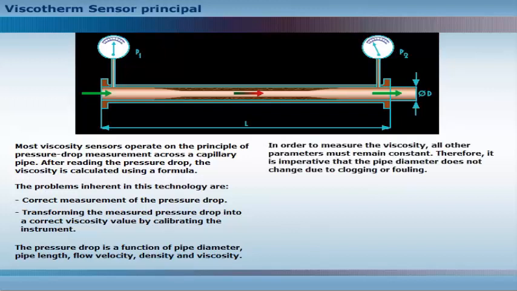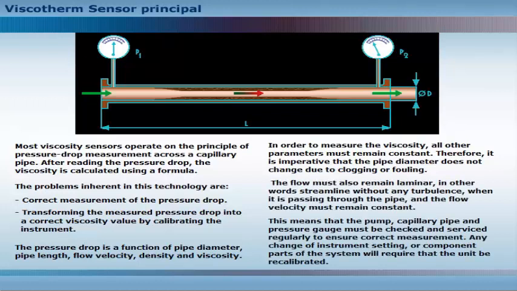In order to measure the viscosity, all other parameters must remain constant. Therefore, it is imperative that the pipe diameter does not change due to clogging or fouling. The flow must also remain laminar, in other words, streamline, without any turbulence when it is passing through the pipe, and the flow velocity must remain constant. This means that the pump, capillary pipe and pressure gauge must be checked and serviced regularly to ensure that measurements are correct. Any change of instrument setting or component parts of the system will require that the unit be recalibrated.